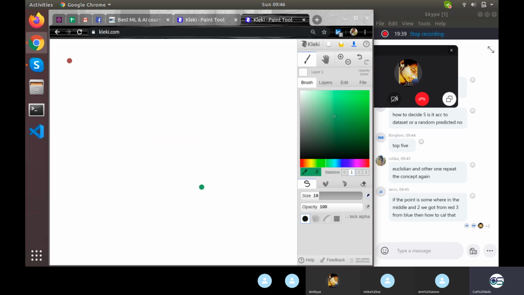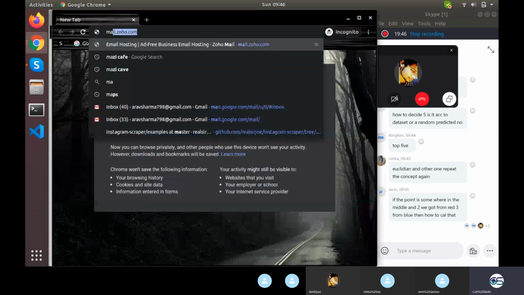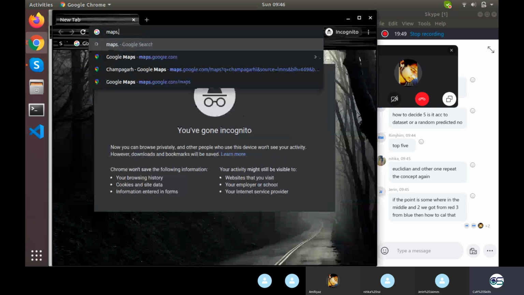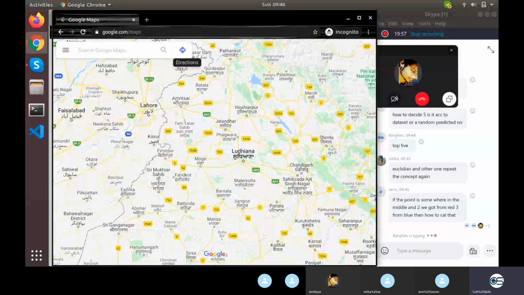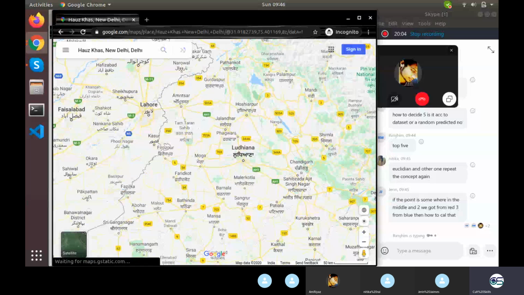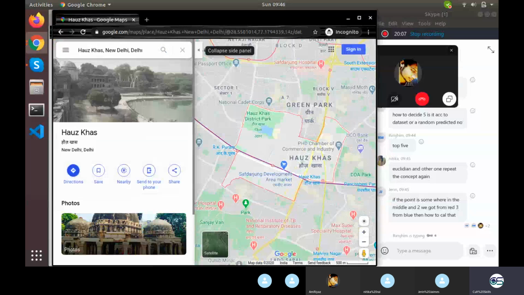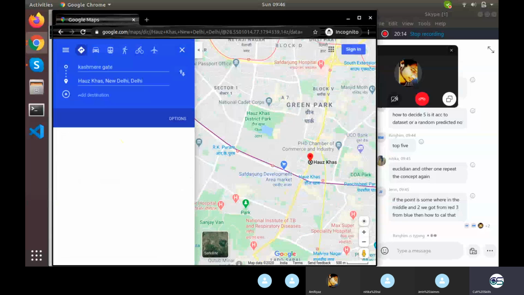Now, obviously, what Google Map will show you is something like this. Let's search on Google Map for something. Anyway, let's take 2 places from Delhi. So I am at Hauz Khas as of now, suppose. Okay, and I need to go somewhere, and where I need to go, Schmidgate. Simple enough.